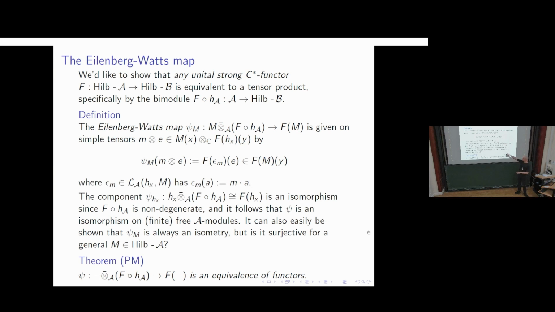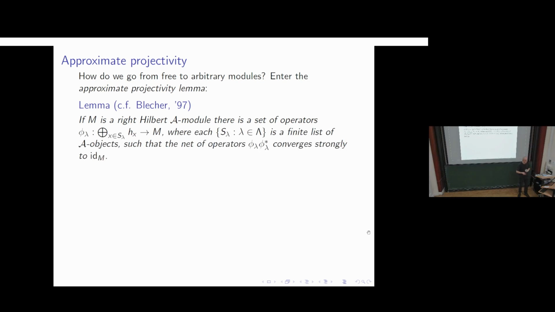Again, the fact that it's an isometry is kind of obvious once you work out what the definition is, but the fact that it's surjective for general modules, that is the challenge. So David Blecher was thinking about this problem for C-star algebras in the 90s, and he proved a lemma that proved to be the key to moving between arbitrary modules and free modules. I've adapted that to the C-star category case, and it looks like this. He didn't call this the approximate projectivity lemma. I've called it that.